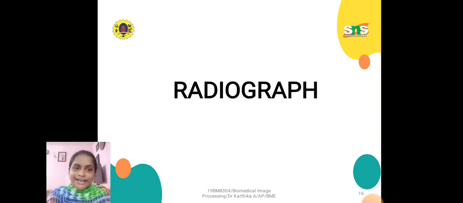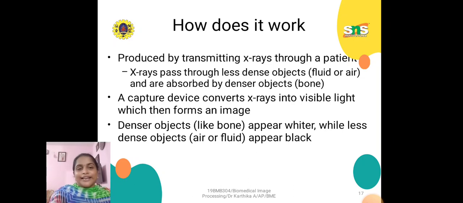And we have radiograph. A radiograph is produced by transmitting x-rays through a patient. X-rays pass through less dense objects, fluid or air, and are absorbed by denser objects like bone. A capture device converts X-rays into visible light, which then forms an image. Denser objects like bone appear white, while less dense objects, air or fluid, appear black.